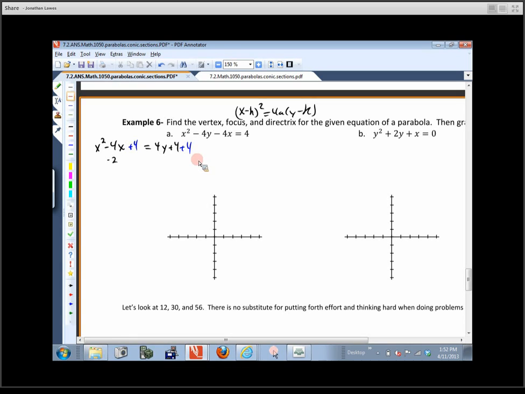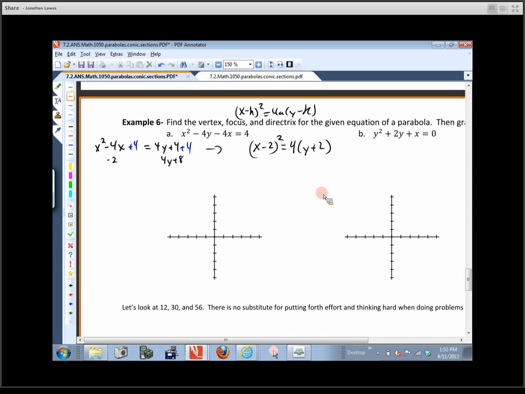Okay, so that blue stuff was not in the equation to begin with. But now this makes it so I can write this as x minus 2 quantity squared. And this would be 4y plus 8. Am I going to write 4y plus 8 over here? Nope. What are we going to do? It's got to be factored. It's got to look like this. So this is going to be 4 and y plus 2.